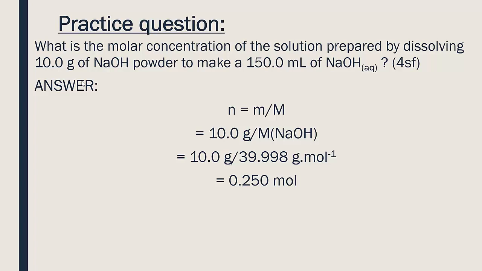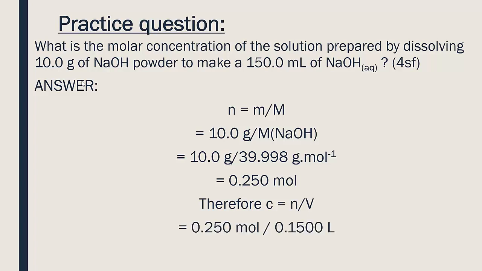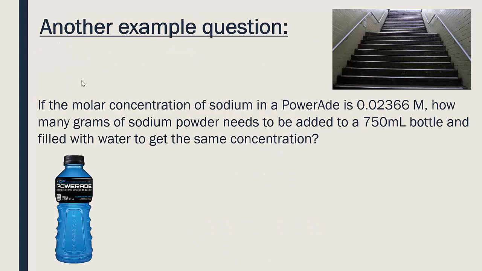So now that we know the number of moles, we can use our C equals n on V. So n is 0.250, volume was 150 mils, so that's going to become 0.150 liters, and so altogether we're going to have a concentration of 1.667 moles per liter. Now ignore my animations for this, I got it around the wrong way, that's alright.